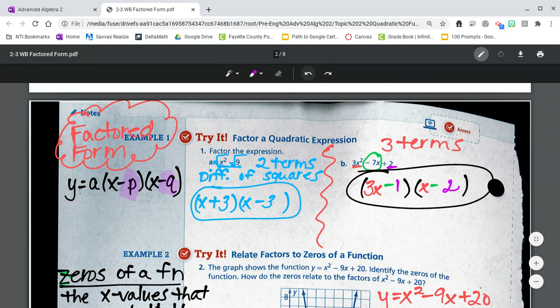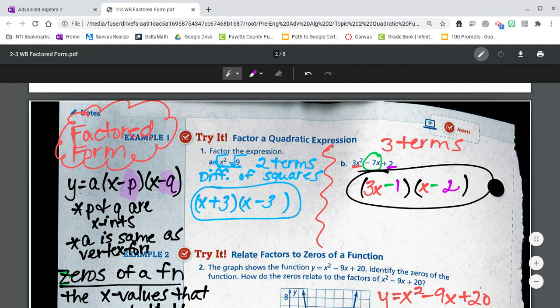So the p and q, that's an and symbol, p and q are the x-intercepts. And that a value is the same a from the vertex form and standard form. So why is the factored form important? Because you can look at it and you can tell what the x-intercepts are.